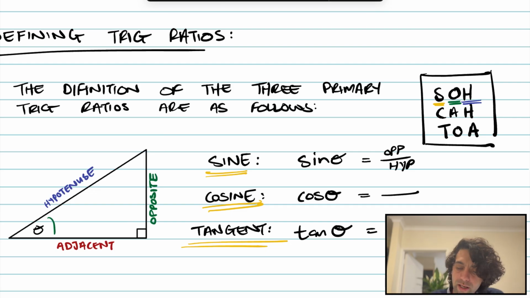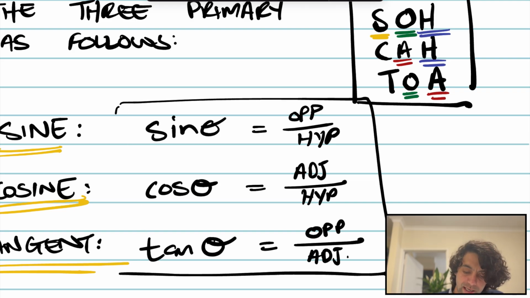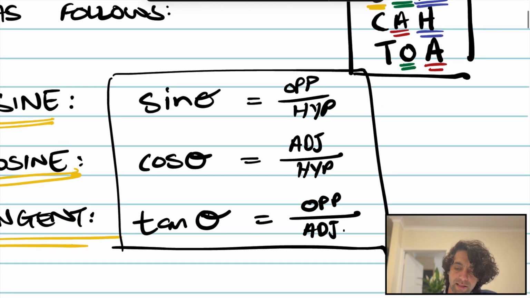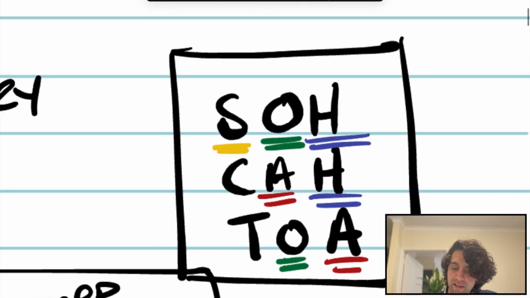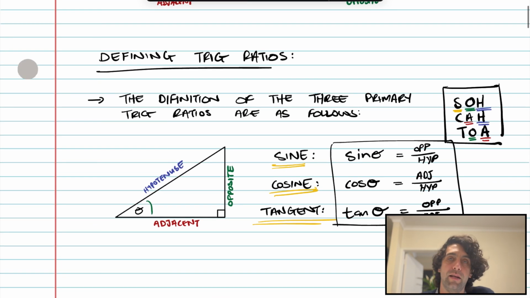For cos, what is cos going to be? Cos is going to be the adjacent over the hypotenuse. Cos is equal to adjacent over hypotenuse. And then tan, as you can imagine, is going to be our opposite over our adjacent. Opposite over adjacent. So there you have it. Those are our basic trigonometry definitions for sine, cos, and tan. Again, a very easy way to remember this is SOHCAHTOA. You want to be writing this at the top of every single page in your test paper.